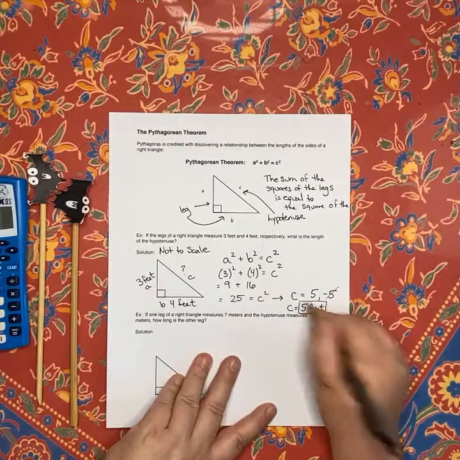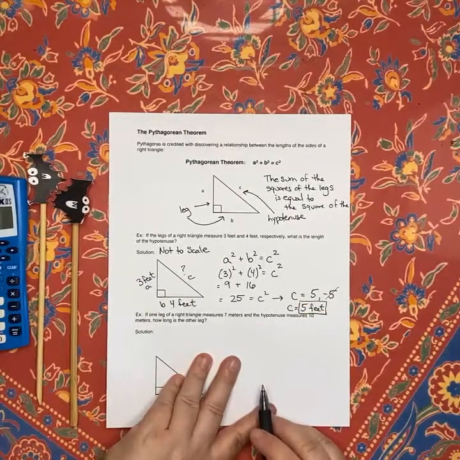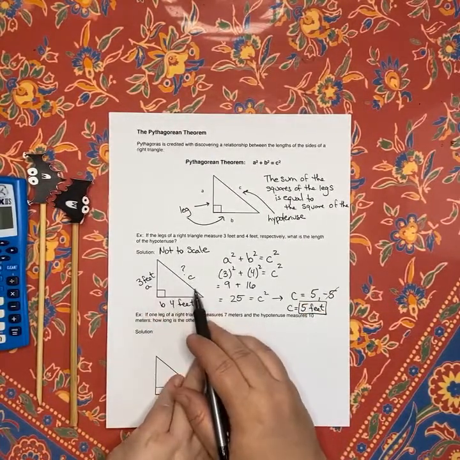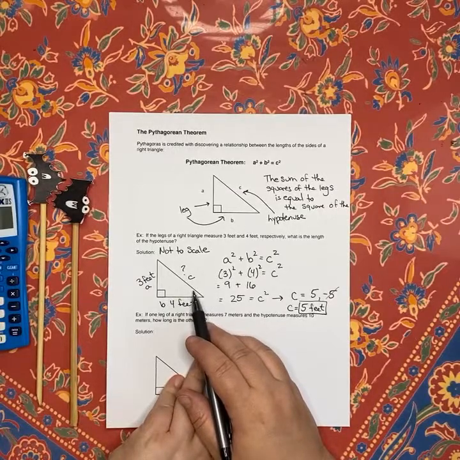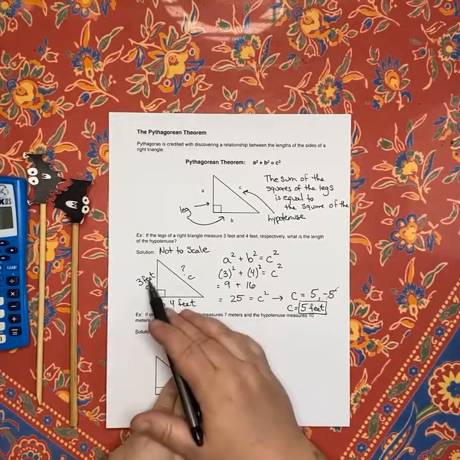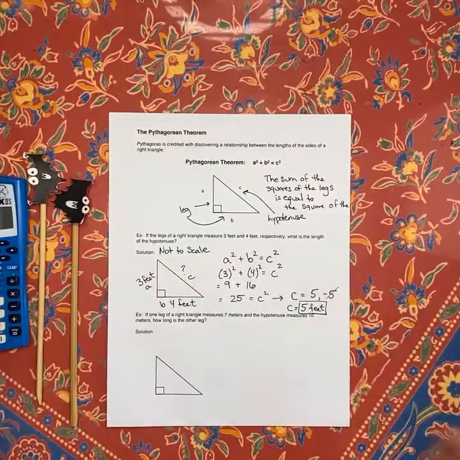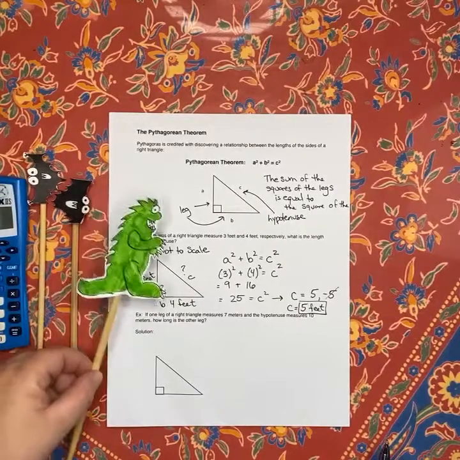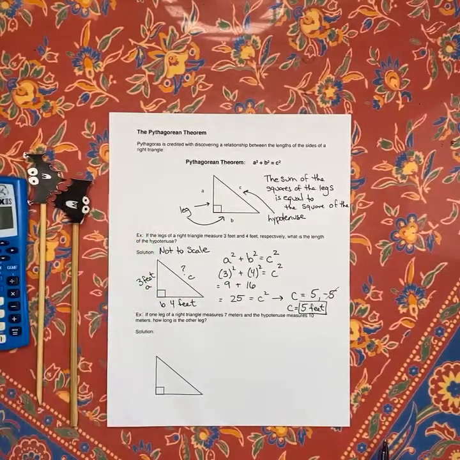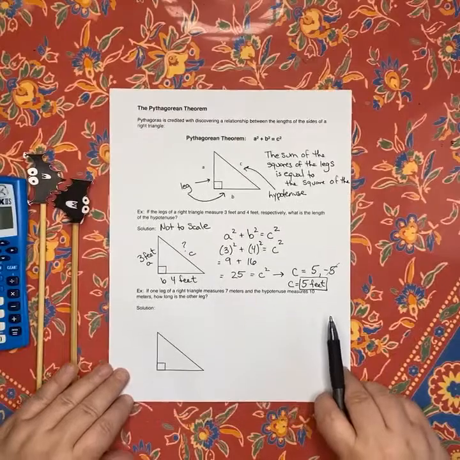Ooh. And let's double check. I said the hypotenuse will always be the longest side of a triangle. I got 3 feet, I got 4 feet, and 5 feet is the hypotenuse. It's the longest one. Woohoo, we did it. Yay. How do you think, Godzilla? Godzilla's very impressed. Yay. Okay, let's go on.